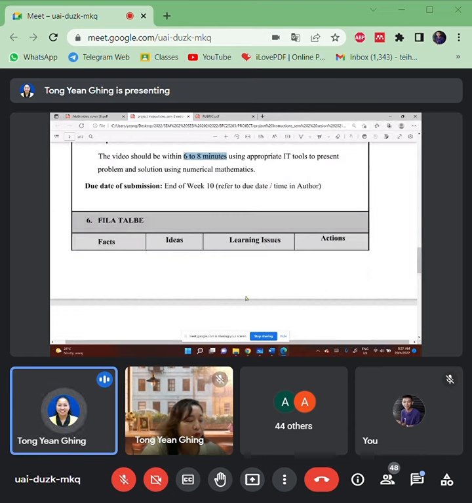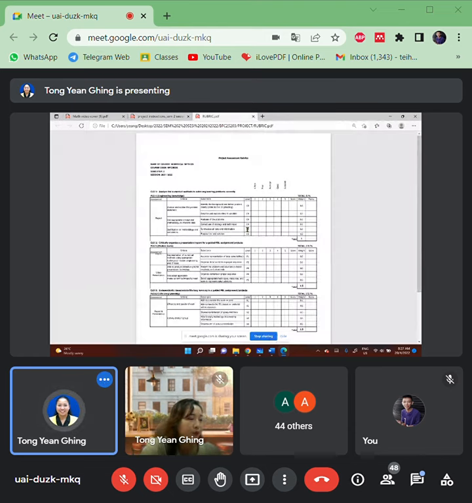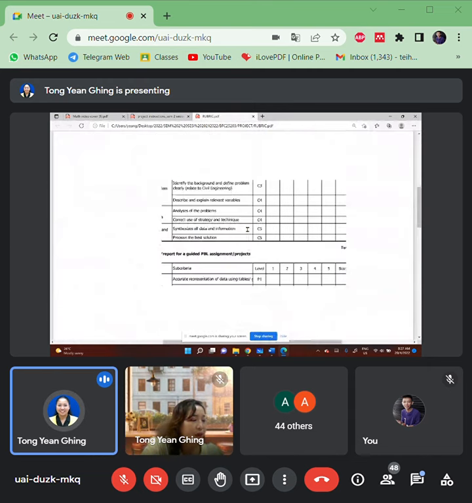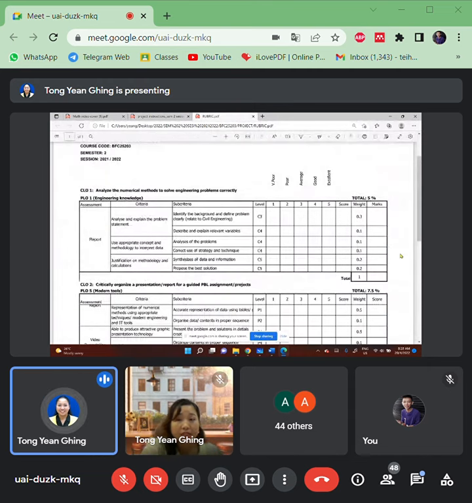So I will explain the rubrics with you. The rubric is like this: this is 20 marks for your final project. 5 marks is based on CLO1: analyze the numerical method to solve engineering problems correctly.